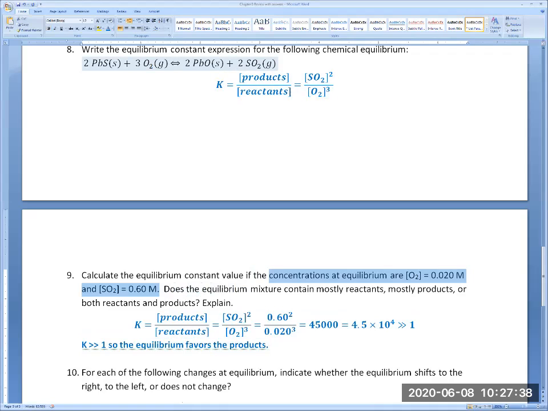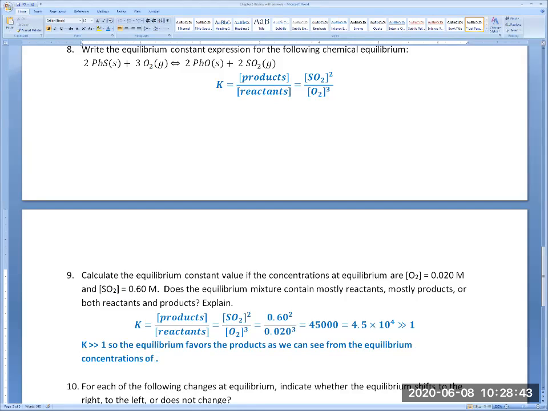O2 is a reactant, and SO2 is a product. You can see that the concentration of SO2 at equilibrium is 0.60 molar, which is greater than the concentration of O2, the reactant, which is 0.020 molar. Yeah, it's 30 times greater, right? The concentration of SO2 here is 30 times more than the concentration of O2. SO2 is a product, so that means the equilibrium favors the product. That's another way to verify what we said from the K value. So the equilibrium favors the product, as we can see from the equilibrium concentrations.